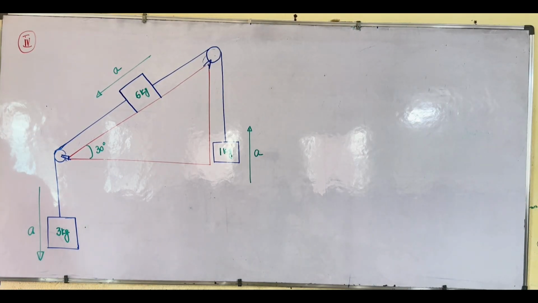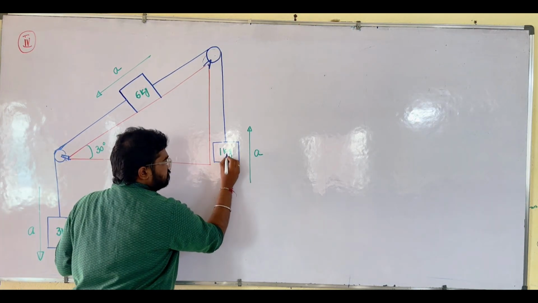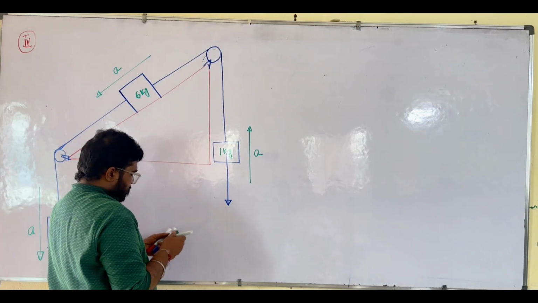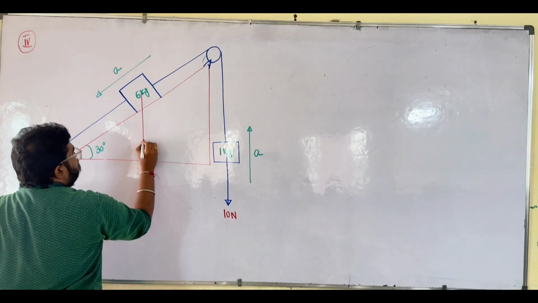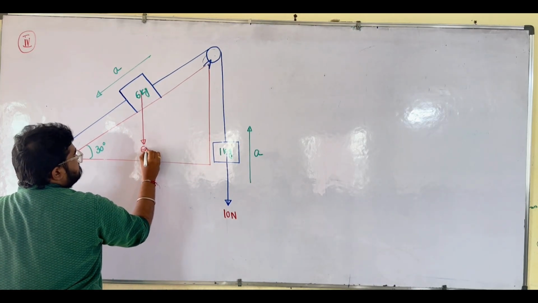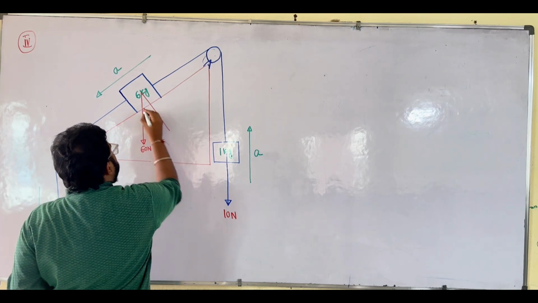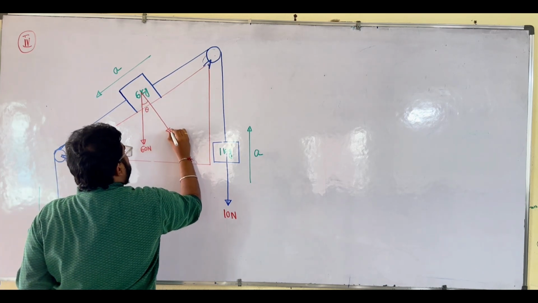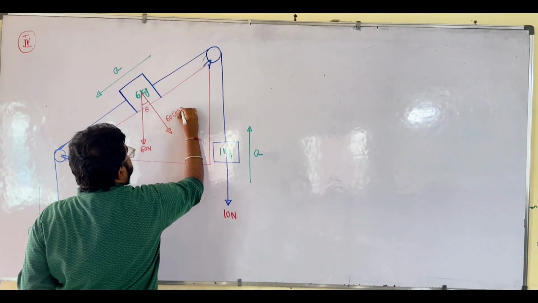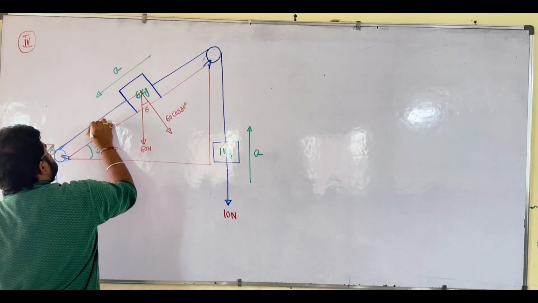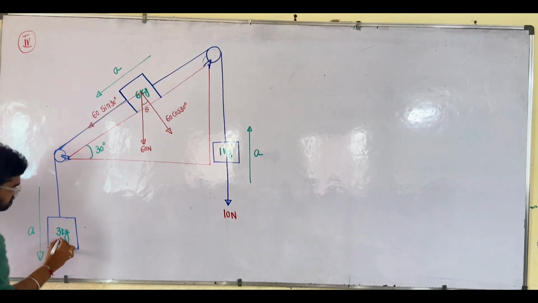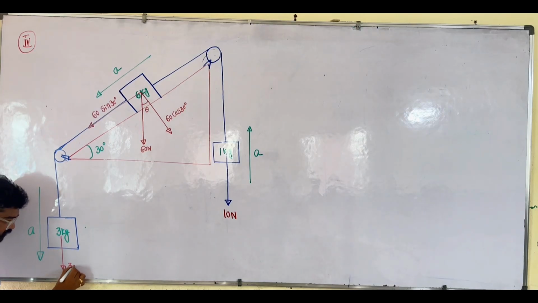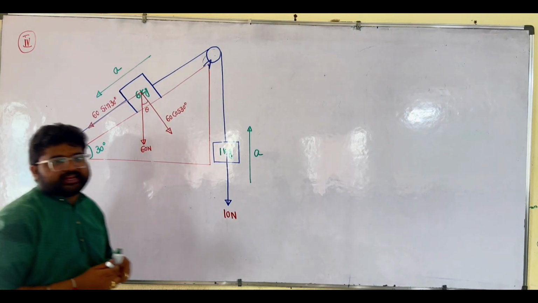Okay. Clear or not? Now, weight acting. Here, weight is acting vertically downward direction. 60 Newton is acting downward. Then along this direction theta, how much is this? 60 cos 30. 60 sin 30. After that, this weight is acting. 30 Newton is acting.